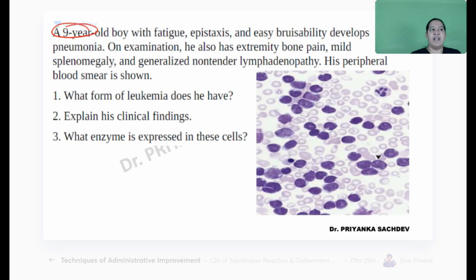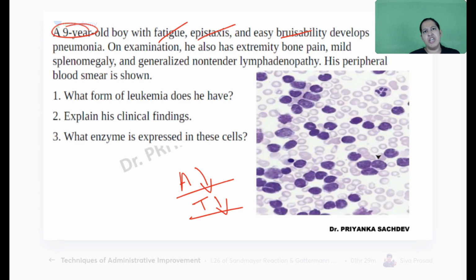So 9-year-old child. Fatigue means anemia. Epistaxis means thrombocytopenia. Easy bruisability is thrombocytopenia. So again, same history, but age is different this time. So patient is having anemia, patient is having thrombocytopenia. For anemia, they will use terms like pallor, fatigue, lethargy in your exam. For thrombocytopenia, they will use the terms bleeding, epistaxis, fatigue, bruisability. So these are the terms indicating thrombocytopenia.